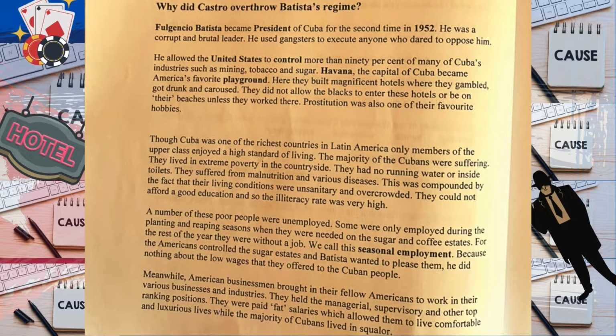Some who were employed were only employed seasonally. A lot of persons were underemployed, and Batista did nothing as it related to wages. So the Americans could pay the Cubans whatever it is they wanted to pay them. The government did nothing. So while the American businessmen and their fellow Americans worked in various businesses as managers and supervisors, they lived luxurious lifestyles while the majority of the Cubans lived in squalor.